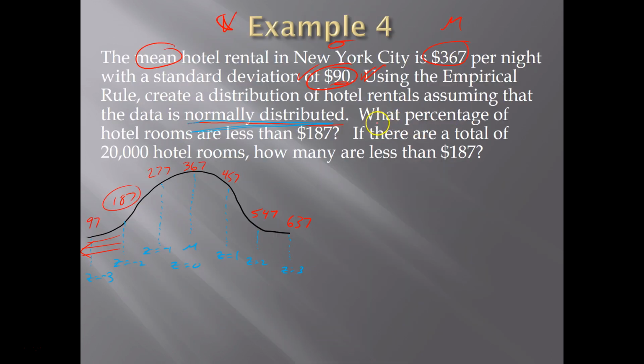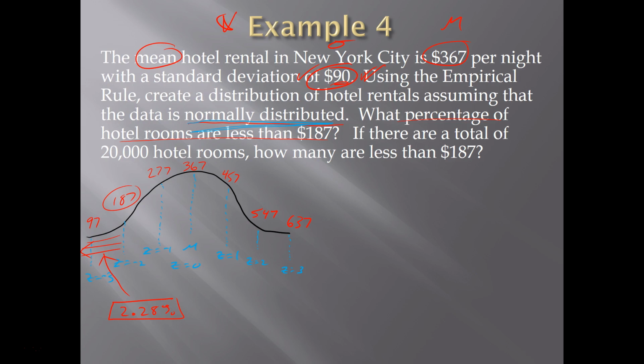Alright, so when it says what percentage of hotel rooms are less than 187, that's that percentage right there. That is 2.28%. So that's according to our z-score table. Alright, so that's one way to go about doing this.